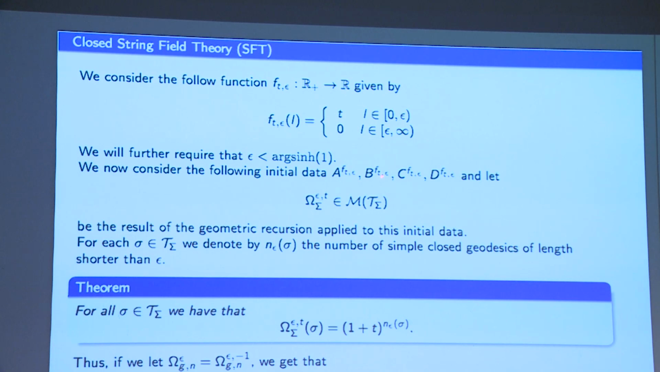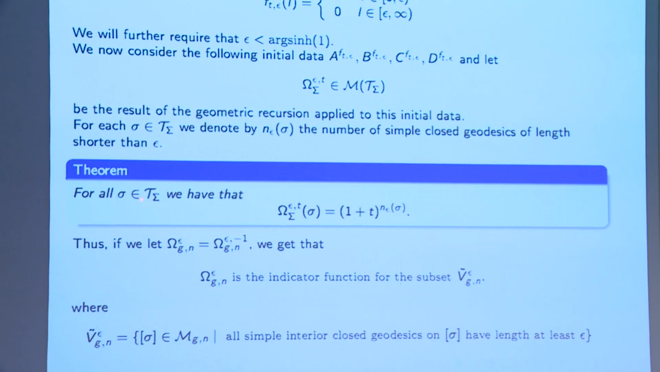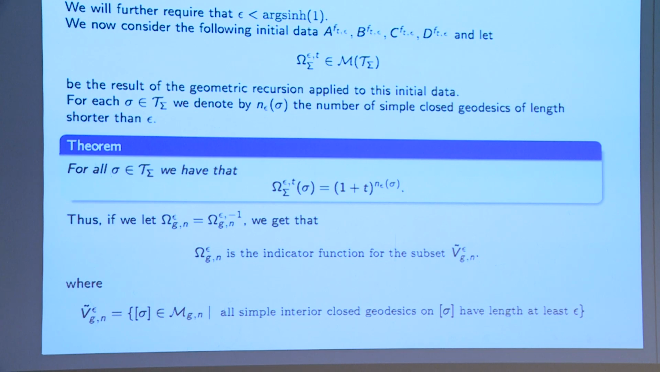Okay? And now, if for each point in Teichmüller space you define n epsilon of sigma to be the number of simple closed geodesics of length shorter than epsilon, then, theorem, and that part is okay, that's easy to check actually: if you compute the amplitudes in geometric recursion for this function coupled to the Mirzakhani-McShane initial data, you will exactly get 1 plus t to this power here. And so in other words, if I take t to be minus 1, the result will exactly be the indicator function of some subset. And what is this subset? Well, this subset is simply the systole set. It's just the subset of moduli space for which all the simple closed interior geodesics have length at least epsilon.